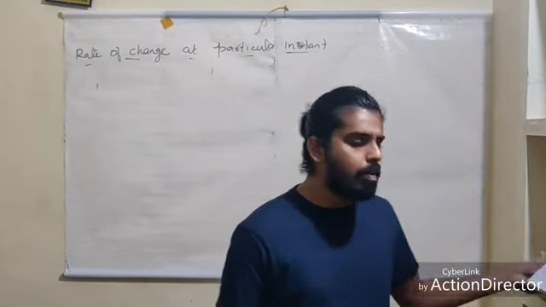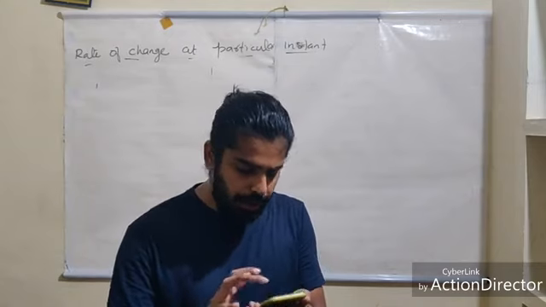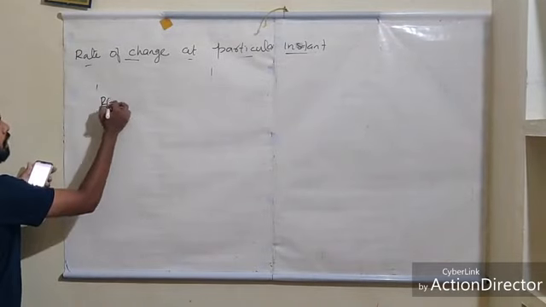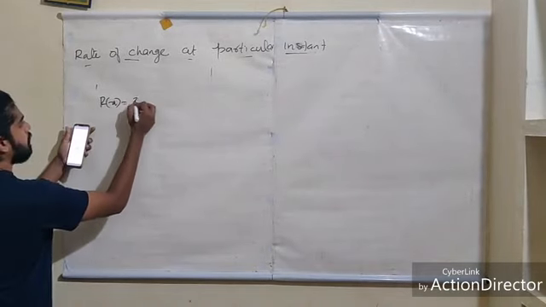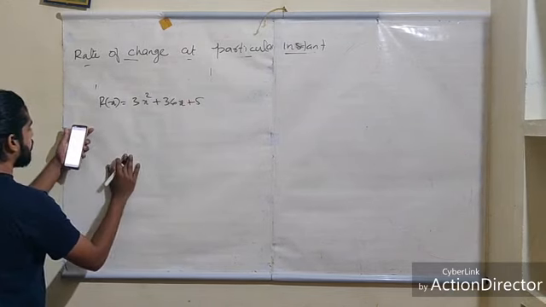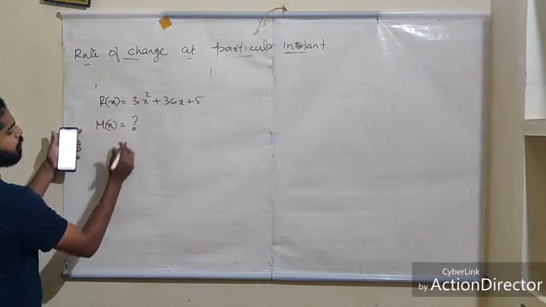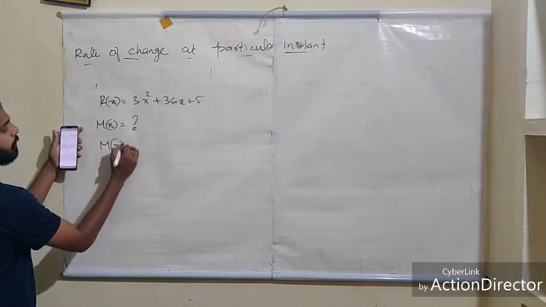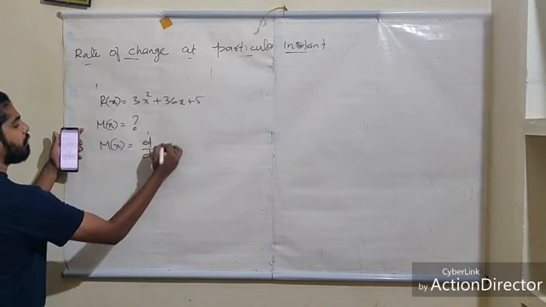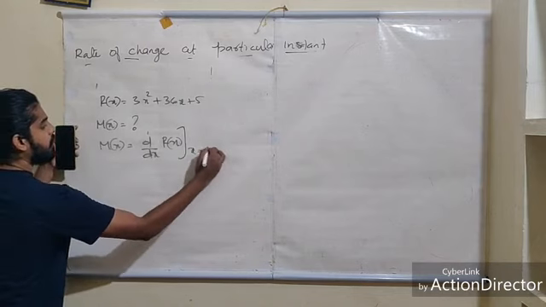So the question is very simple. We are asked to find the marginal revenue, and marginal revenue means the rate of change of total revenue with respect to x. The total revenue is provided: R of x is equal to 3x square plus 36x plus 5. Let us write the marginal revenue as M of x. Marginal revenue actually means the derivative of total revenue, d by dx of R of x, with respect to x. That's why d by dx, at the instant when x is equal to 5.